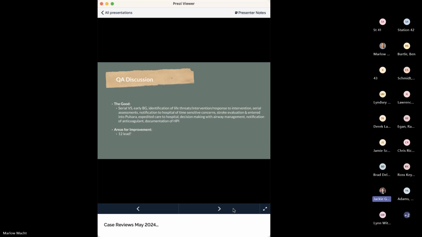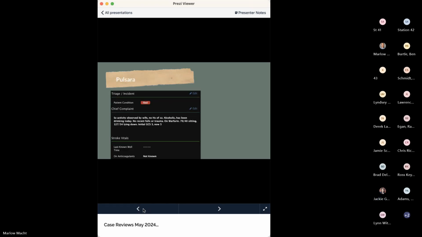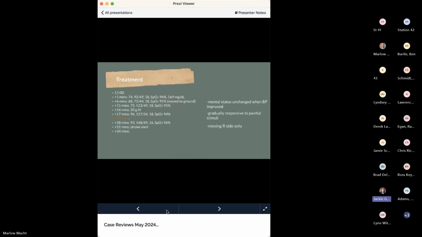The only area for improvement, I hesitate to even put that, a 12 lead, because if you go back one slide and look at the times for this patient, one more slide, sorry. Back to the treatment. There you go. You can look that they spent 19 minutes on scene. They really didn't spend a lot of time. So if the time allows, a 12 lead. So go back to the QA discussion.